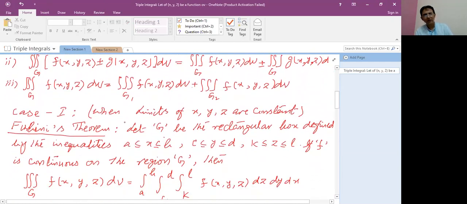Now student, what is case 1? The case 1 of the triple integral is when limits of x, y, z are constant. So Fubini's theorem, when we apply it on triple integral, says that let G be the rectangular box defined by the inequalities. In another way, we call it the limits: the limit of x is a to b, the limit of y is c to d, represented by constant numbers, and the limit of z is k to l.